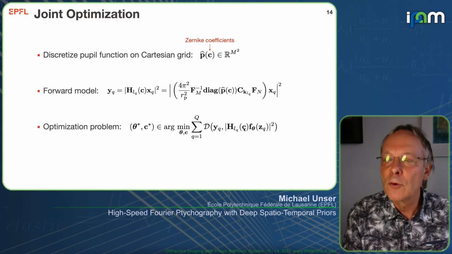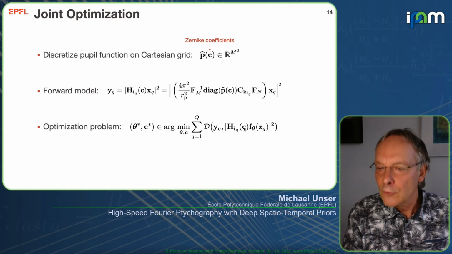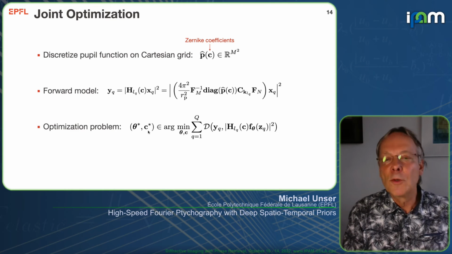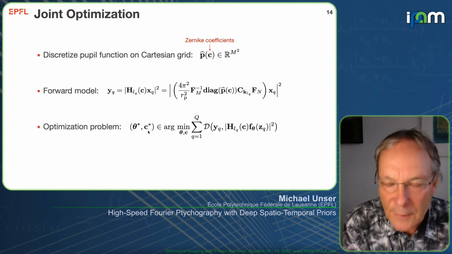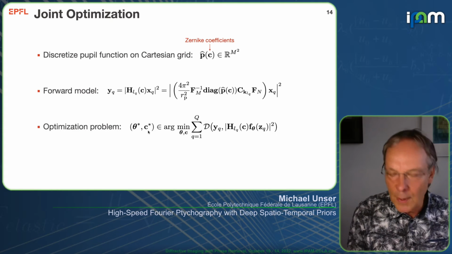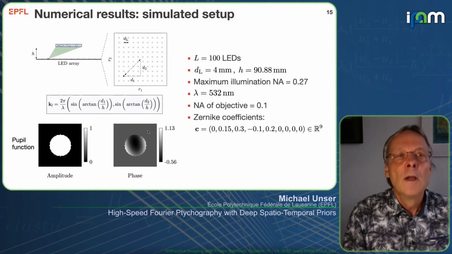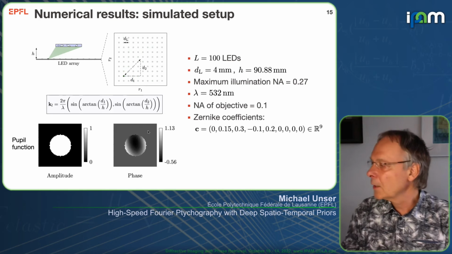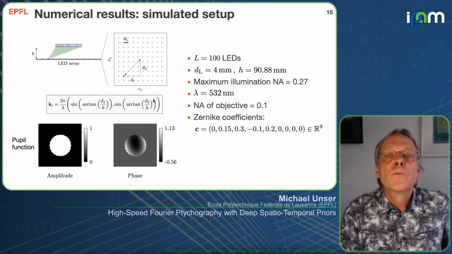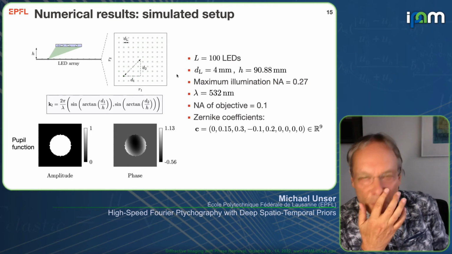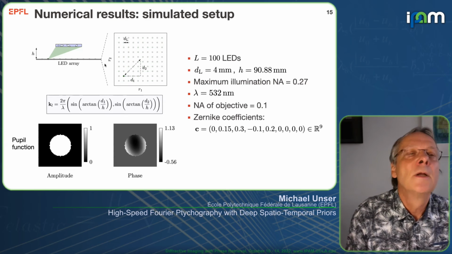And at the same time, we're also trying to reconstruct the Zernike polynomial. And there are a few coefficients, and they're also shared by all images. Okay, so now here are the numerical results. And I should say all this is a simulated setup.